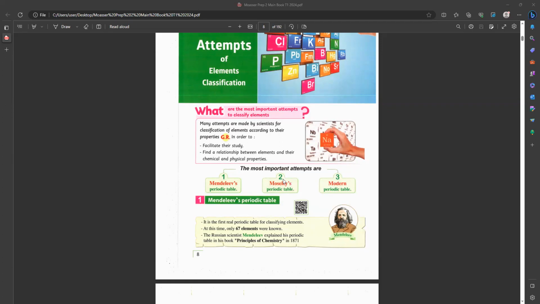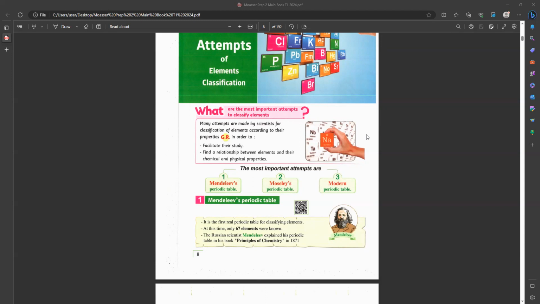Today we'll start with lesson 1 in unit 1, called Attempts of Elements Classification. What's meant by attempts? Attempts means trying, the scientists trying to organize the elements in a table. That was discovered later. We studied in grade 7 that the number of elements discovered till now is 118 elements.